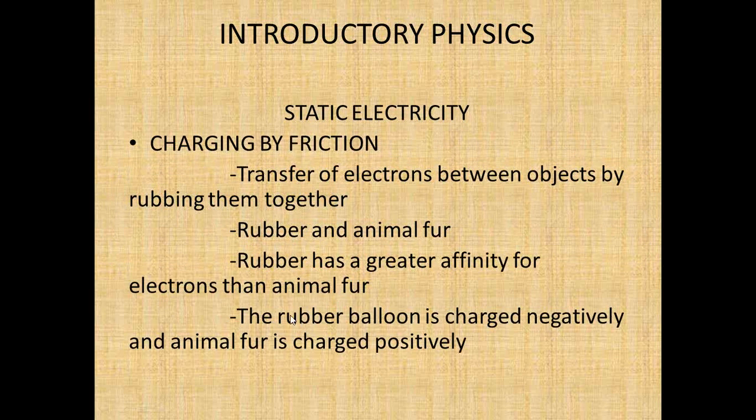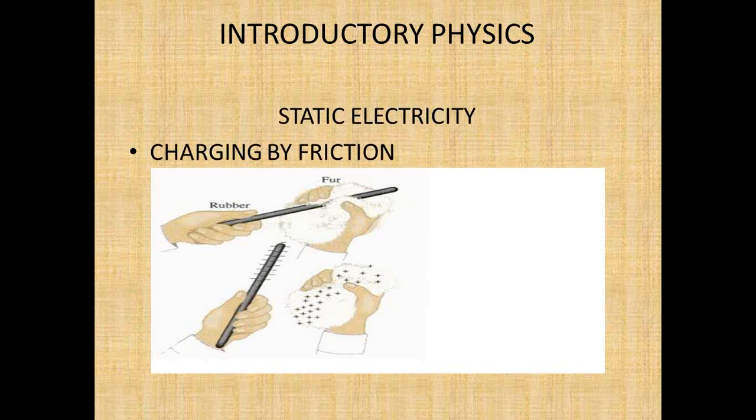So a rubber balloon is charged negatively. If you get a rubber balloon and rub it with animal fur, the rubber balloon will become negatively charged. Because the animal fur gave up its electron, it's going to be positively charged. Because the rubber has a greater affinity for electrons, it's going to remove the electrons from the animal fur. So the rubber balloon is going to be negatively charged. And this is what it looks like.